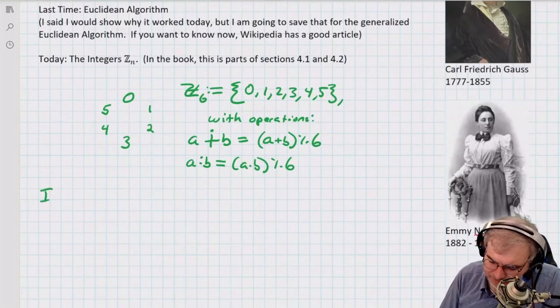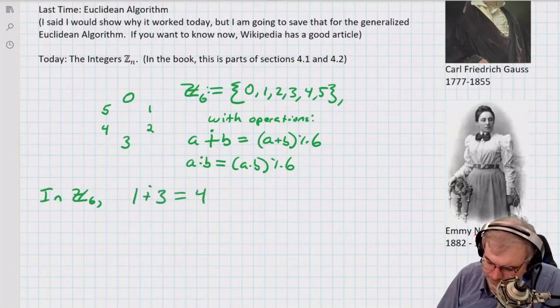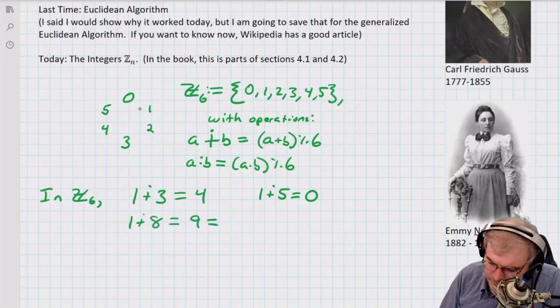So in Z6, 1 plus dot 3 equals 4. 1 plus dot 5 equals 0. 1 plus dot 8 equals 9, which equals, well, let's see. I start here and I go 8 over. 1, 2, 3, 4, 5, 6, 7, 8, 3. Negative 1 equals 5.